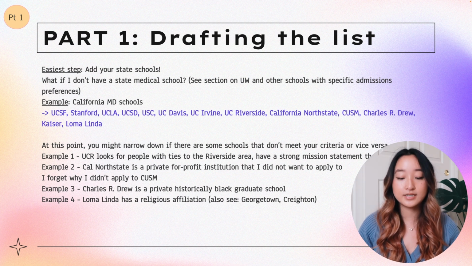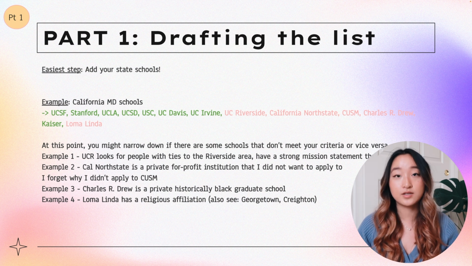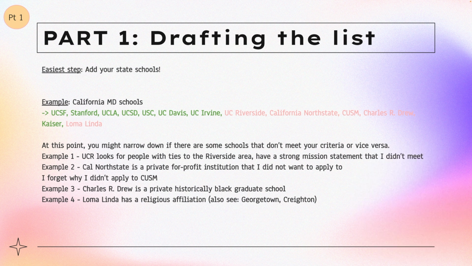So here I have a list of all of the possible MD schools I could have applied to, but I narrowed it down based off of my values and criteria I was looking for within schools. So you can pause the video and see all of the examples for why I didn't apply to certain schools in my state. But you're likely going to be applying to most or all of your state schools.